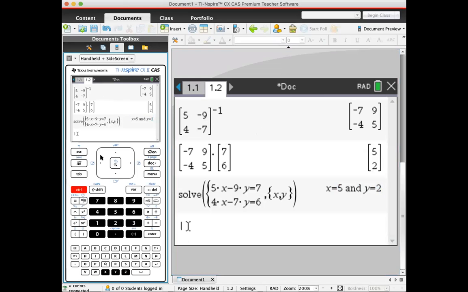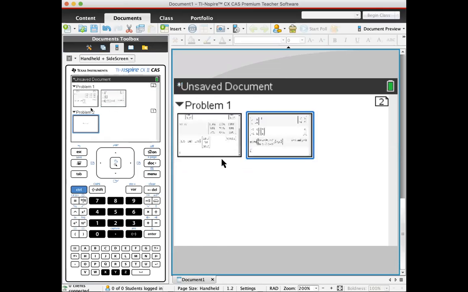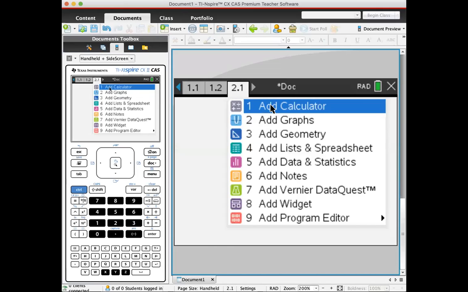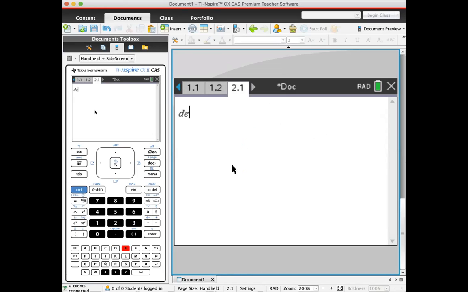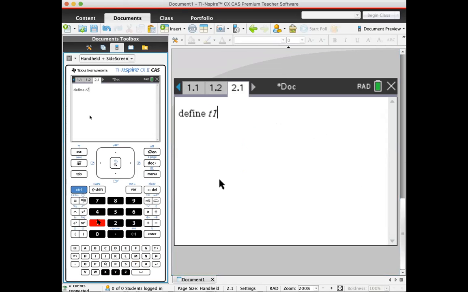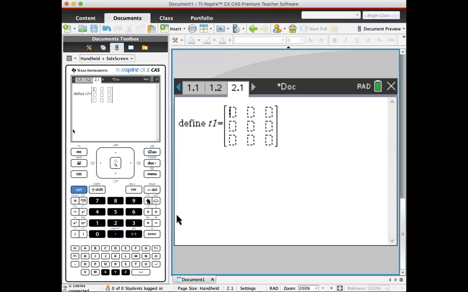So I will press Control up, press menu, insert another problem. Here, add another calculator. Define T1 equal to a 3 by 3 matrix: 0.80, 0.09, 0.10, 0.12, 0.79, 0.10, 0.08, 0.12, and 0.80.